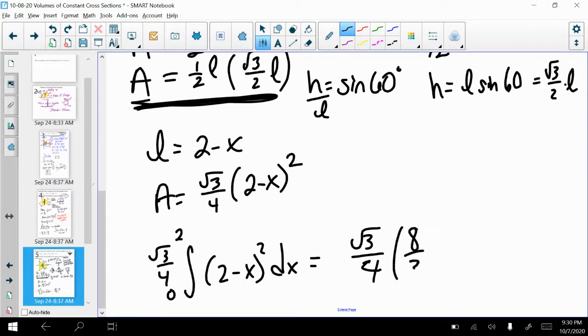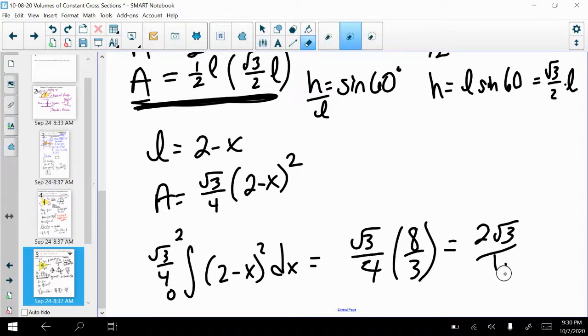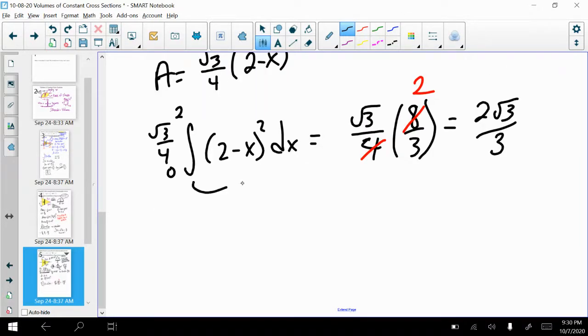8 over 3. The 4 reduces with the 8, so we get 2 root 3 over, I guess, not 6, but 3. I do much better if I don't just reduce in my head and I reduce out like this. And then I don't make so many mistakes. So we were able to take a shortcut here just because we had solved it in A, but we wouldn't usually show that. We would show our work.